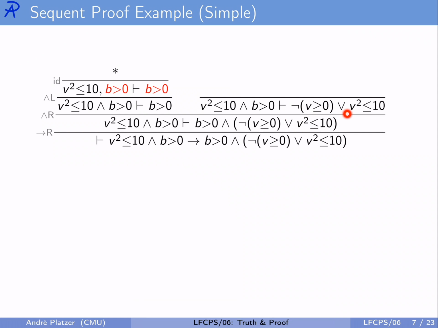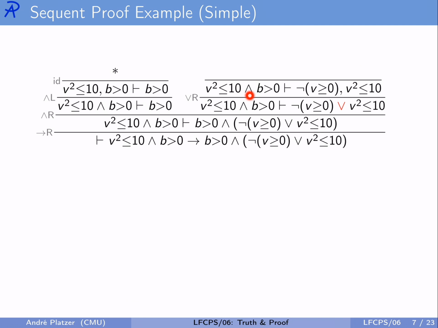By the OR right proof rule, which just lists all the options separately. So proving that not v greater or equal to 0 or v squared less or equal to 10 is the same as just proving that this or that follows from our assumptions. Now, we could be worrying further about the not operator on the right-hand side, but maybe you already see that it's more clever to think about the assumptions that we have here, because our assumption actually seems like it's including what we're trying to show here.